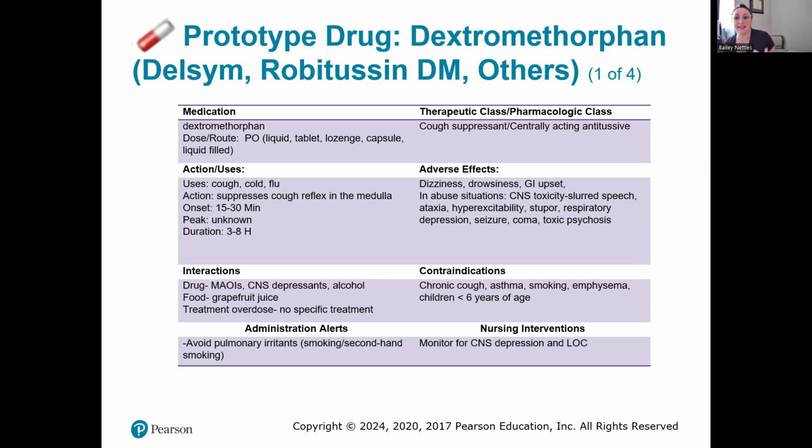So CNS toxicity: you can have slurred speech, ataxia, hyperexcitability, stupor, which is when someone is very lethargic. Respiratory depression, seizure, coma, toxic psychosis. Basically the same things as alcohol, because that's what it is in abuse situations. They're drinking the whole bottle every day, and that's their thing. I was recently listening to a podcast, and his favorite drink was Delsym DM. That's what he drank, and he was an alcoholic. He would do that and the vodka. So people do abuse it, and we do have to watch them.